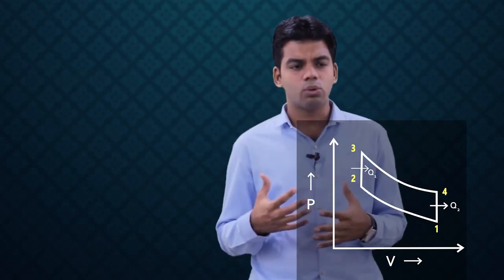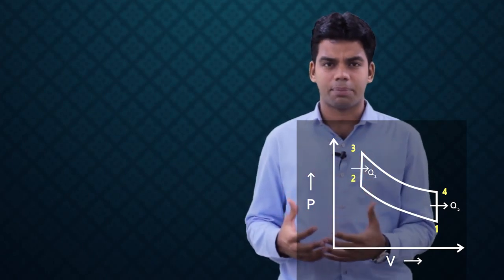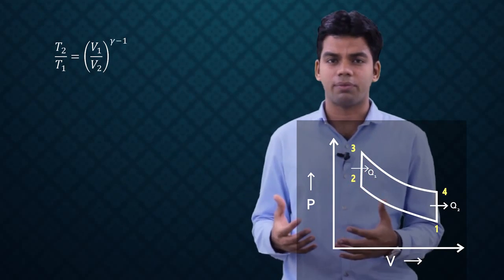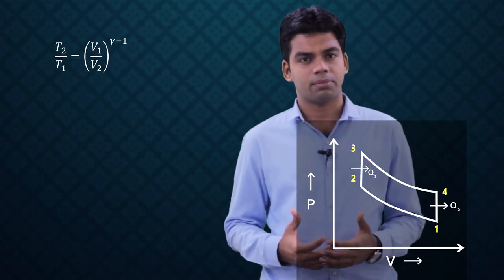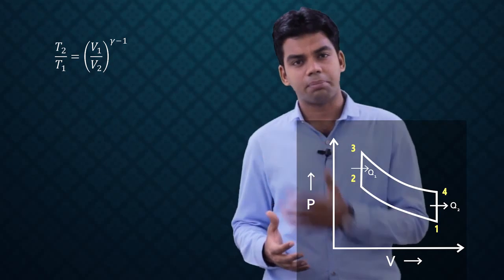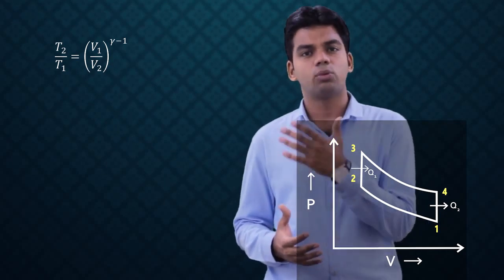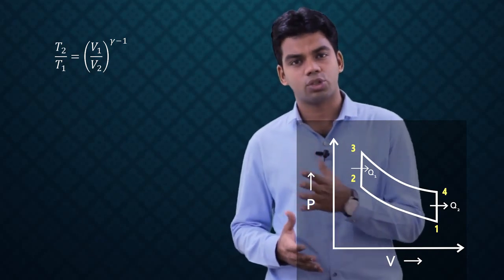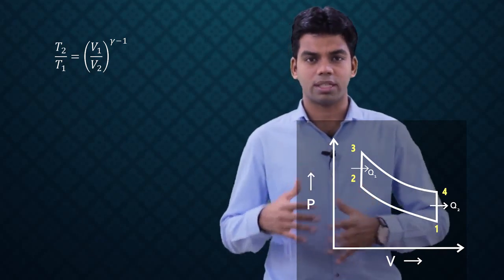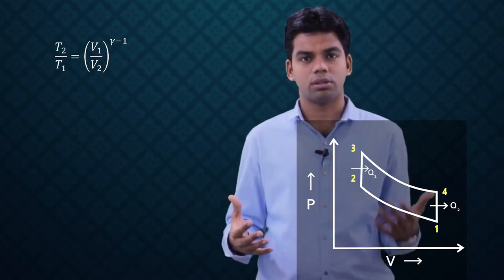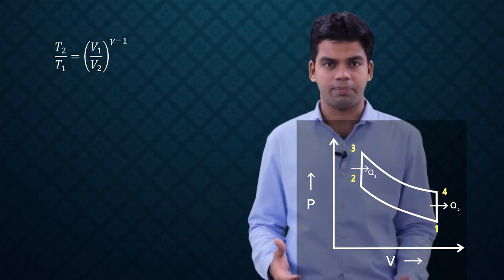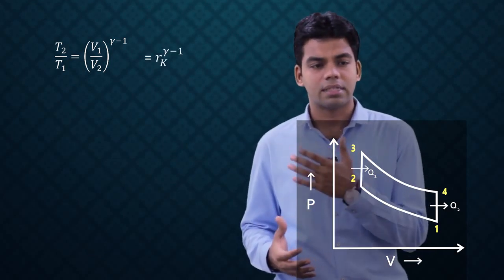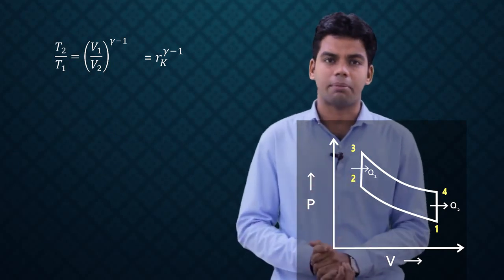Okay. Now process 1-2, as we know, is the adiabatic compression process, and in this adiabatic compression process, T2 by T1 will be equal to V1 by V2 to the power gamma minus 1. And what is this V1 by V2? V1 is the maximum volume, as we see, and V2 is the minimum volume, or you can call it clearance volume. The ratio of maximum volume of the cylinder to the minimum volume of the cylinder is nothing but the compression ratio, as I have told you. So this V1 by V2 is nothing but Rk. So you can say T2 by T1 is equal to Rk to the power gamma minus 1.